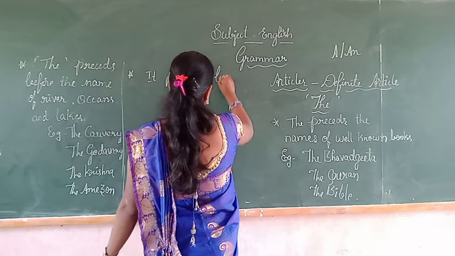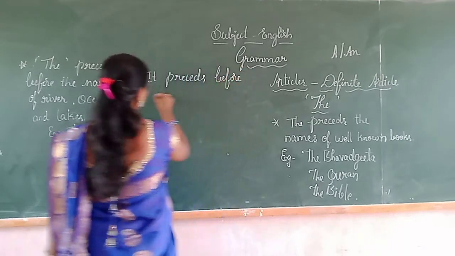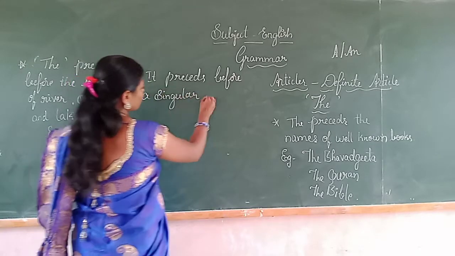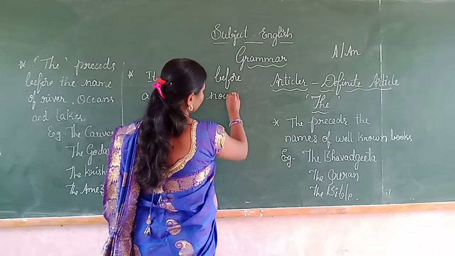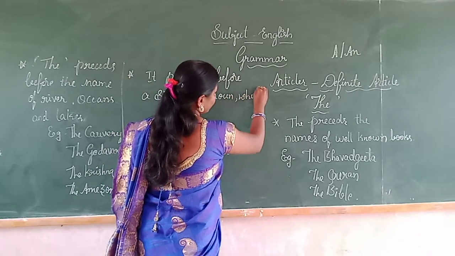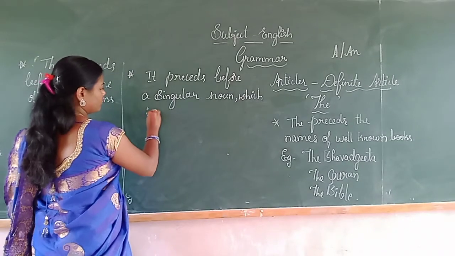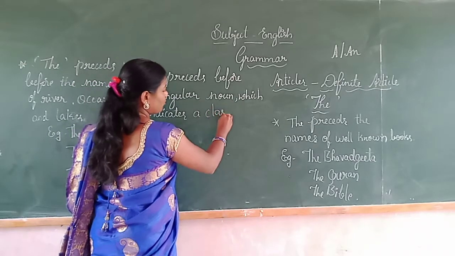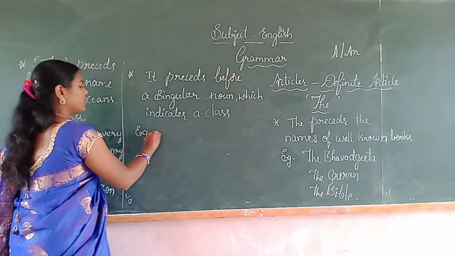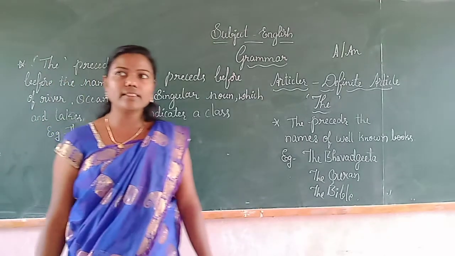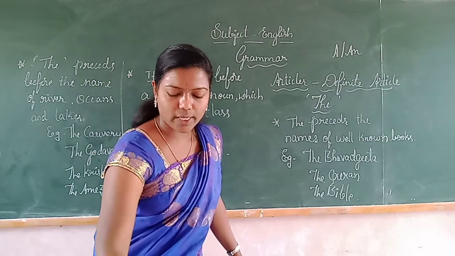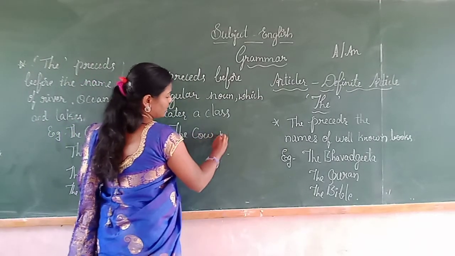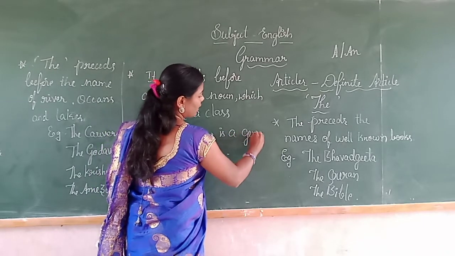It proceeds before a singular noun which indicates a class. For example, with the help of examples, we can easily understand the rules. First one, the cow is a gentle animal.